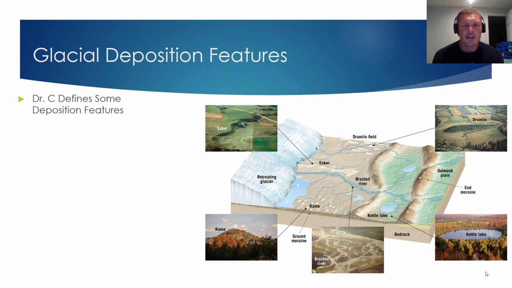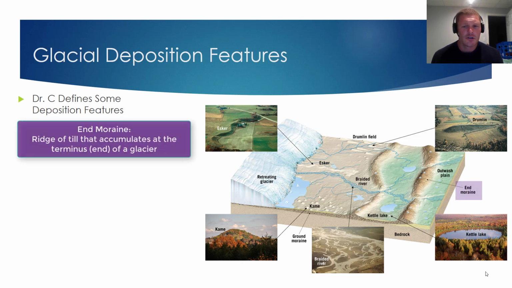Okay, now let me overview some glacial deposition features. The first thing I'd like to highlight is the end moraine, shown to the right side of this image. The end moraine is a very large ridge of till that accumulates at the terminus of a glacier. You can think of the terminus as the furthest the glacier made it before it started to melt and retreat.